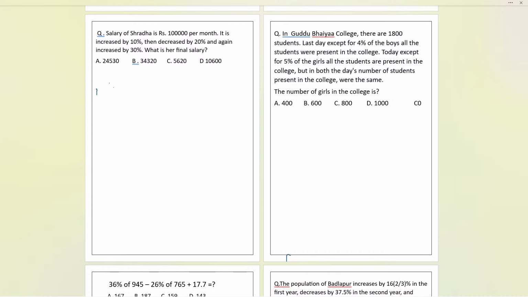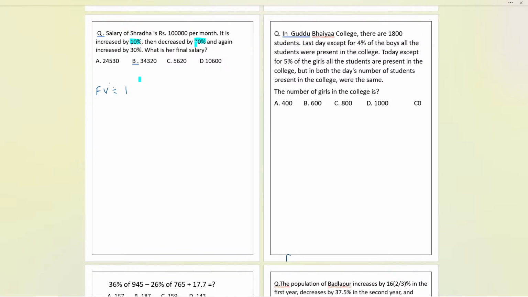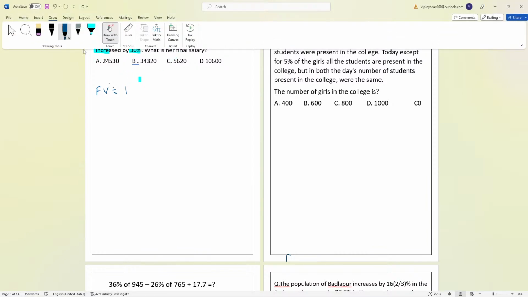I told you about the final value. Now the formula I can apply is this. Let me tell you that here we have 10%, 20%, and 30%. But the thing you have to focus on is that this is increased, this is decreased, and this is increased. That is the focus part. You should be focused on this.